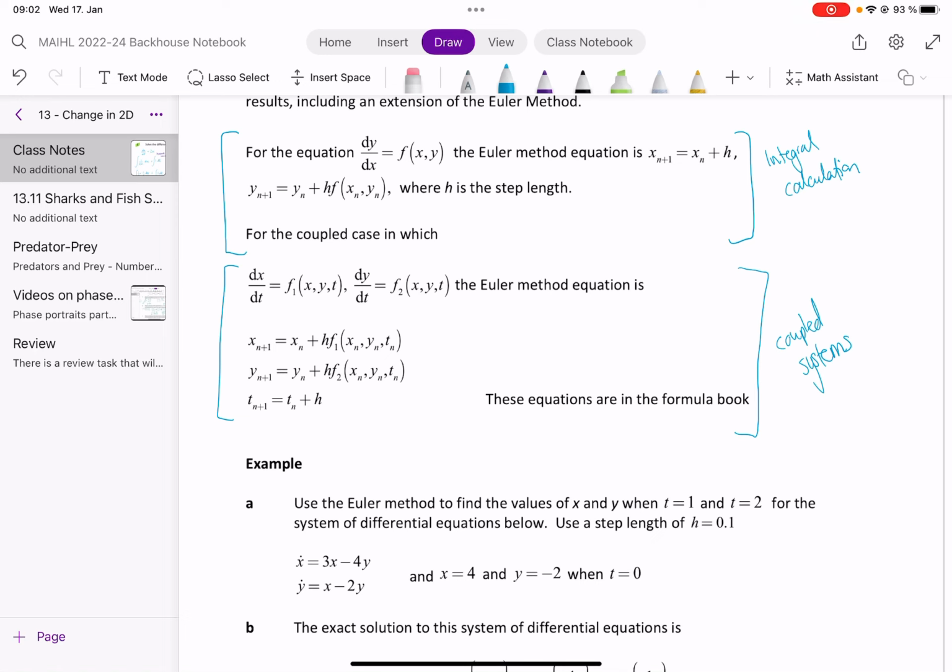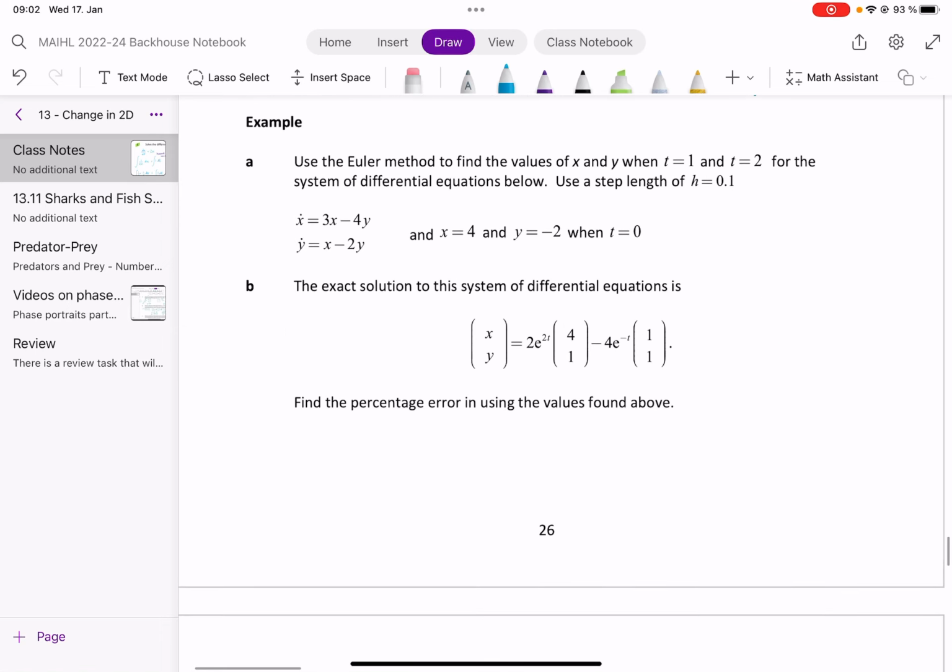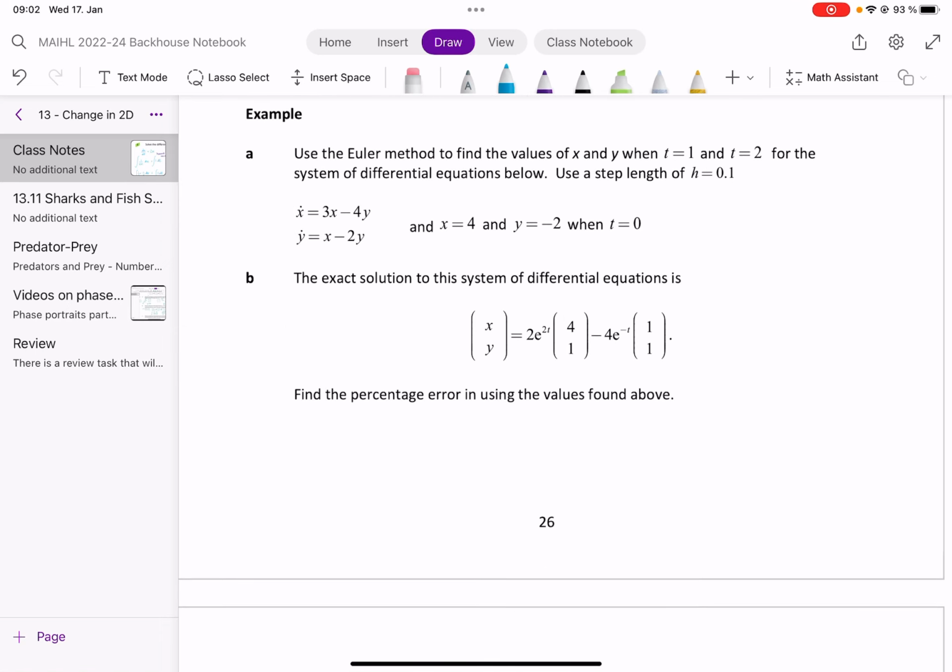We'll look at how we use it now. So we'll talk about the workings you need to show, because remember, from integral calculus, when we do Euler's method, most of it's on the calculator. So there's not a lot of workings we need to show, but we need to make sure we do those. So here's the example we'll do then. Use the Euler method to find the values of x and y when t equals 1 and t equals 2 for the system of differential equations below. Use a step length of h equals 0.1.